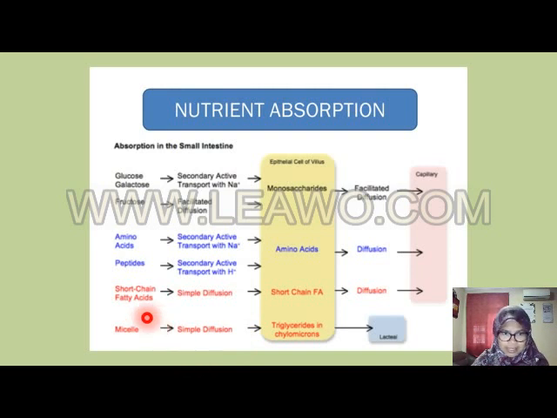And for free fatty acids and monoglycerides, it is simple diffusion, meaning that they enter the enterocytes, which are small intestine cells, following down the concentration gradient of fatty acids. The fatty acid concentration in the lumen is higher compared to in the cells, so they can enter the cells via simple diffusion, as compared to amino acids and glucose, in which the concentration is lower in the lumen. That's why they need to be transported into the small intestine cells by secondary active transport with the presence of sodium transportation.